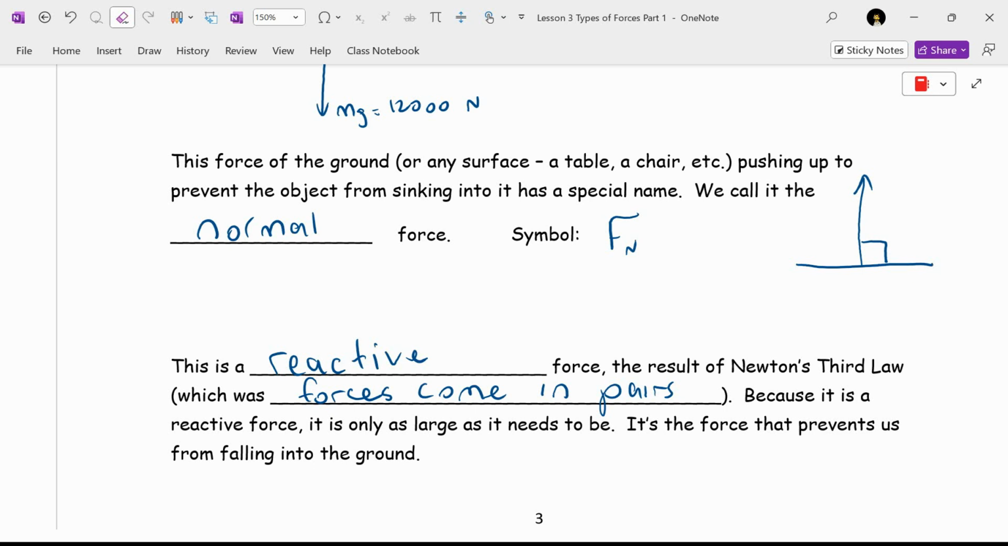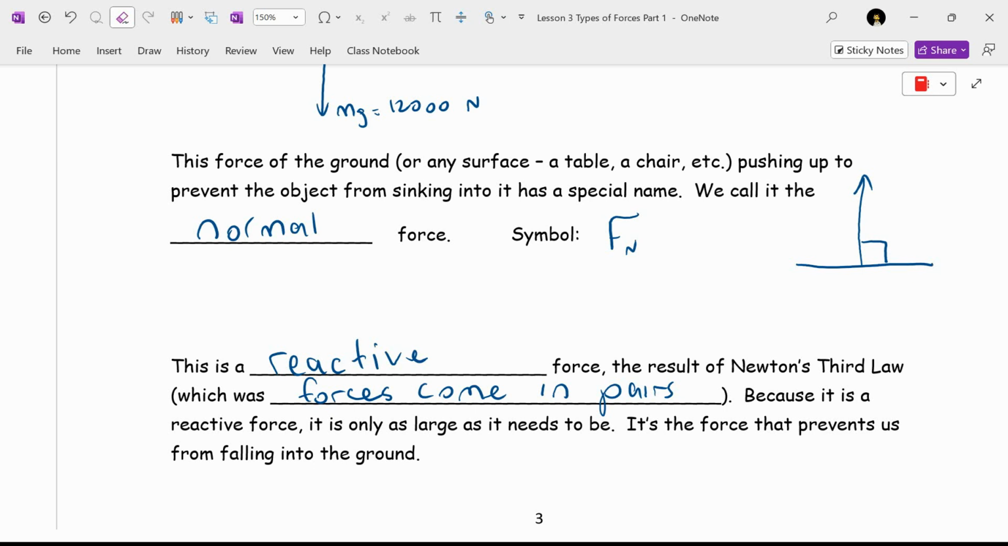Because it's a reactive force, it's only as big as it needs to be. Let's suppose that I right now am pushing down on the ground with 2,000 newtons of force. Am I sinking into the ground like quicksand? Am I flying through like Superman? So if I'm pushing down with 2,000 newtons of force, how hard exactly must the ground be pushing up? 2,000 newtons. What if I'm pushing down with 2,001 newtons? The ground is pushing up with 2,001.